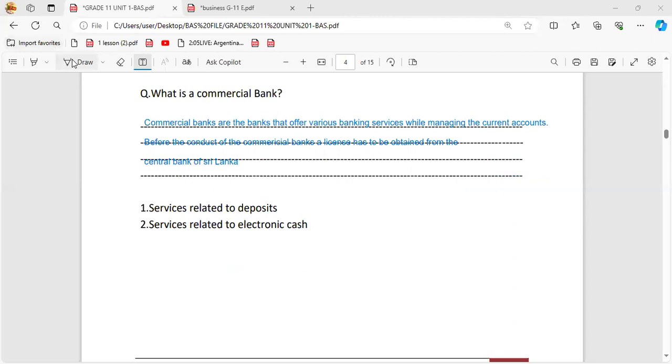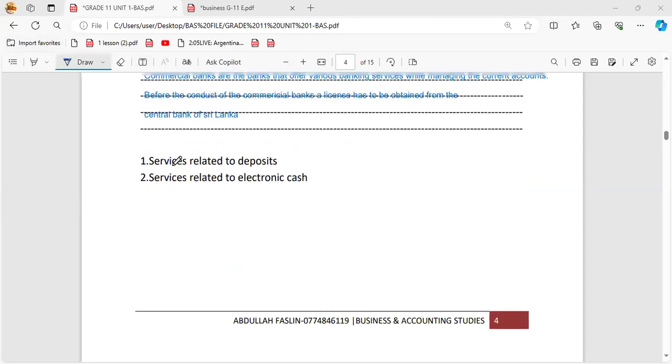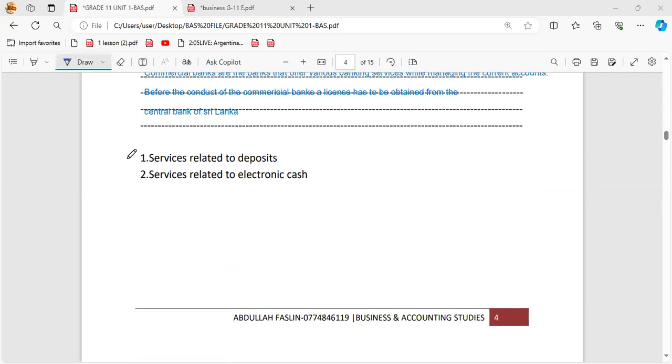So what are the two types of services in a commercial bank? One is related to your deposit, that you are going and depositing an amount. For example, I will explain what are the types of deposits. You are going and starting a savings account, a current account, a fixed deposit. All those things come under deposits only.